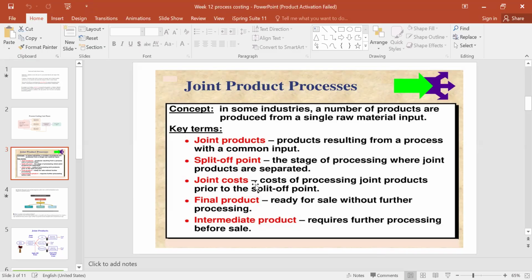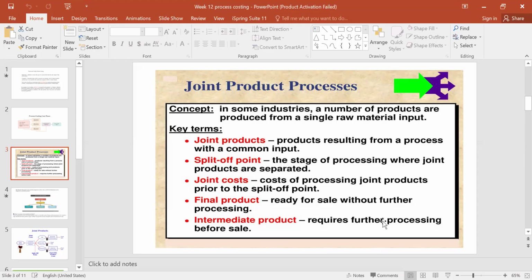Joint cost: the cost of processing joint products prior to the split-off point. Final product is ready for sale without further processing. Final product means no need for further process, without further process or extra costing.